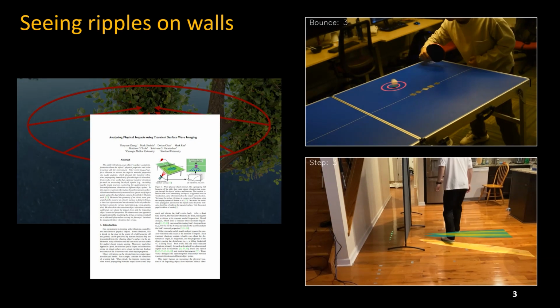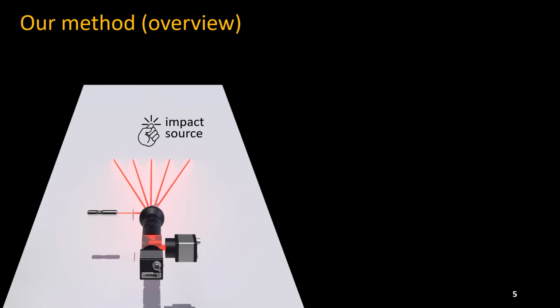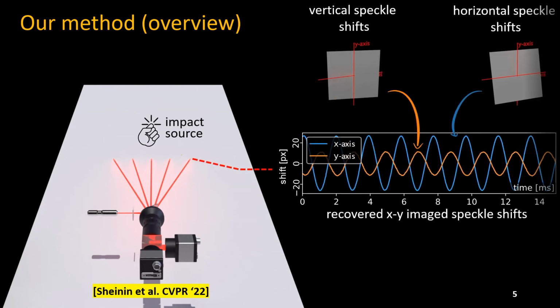And just like in the water pond analogy, we can localize impacts beyond the line of sight. So how does our method work? We capture the surface vibrations generated by the impact using the dual shutter camera of Sheinin et al. The dual shutter camera can measure the 2D instantaneous tilt angles at multiple surface points at once.